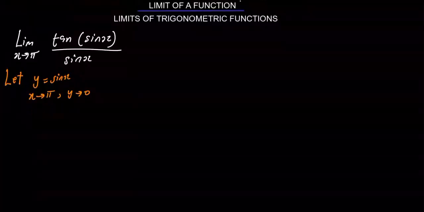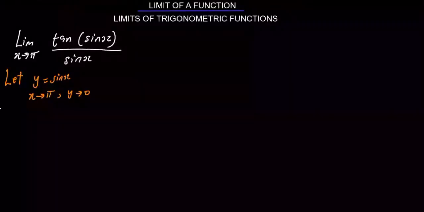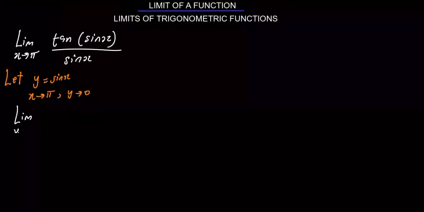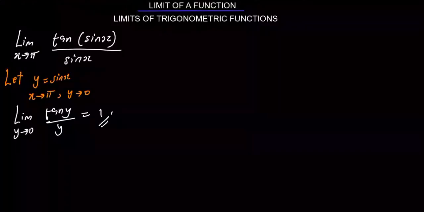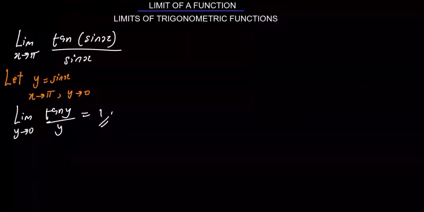Therefore, because if x tends to pi, sine 180 is 0, then my y will tend to 0. Therefore, I'm having the limit as y tends to 0 of tan y over y. And tell me, what is tan y over y? Tan y over y will be what? 1. Nice approach. So that is it.